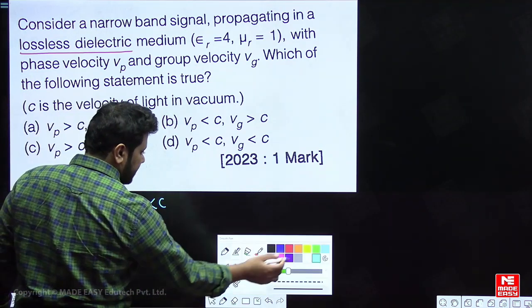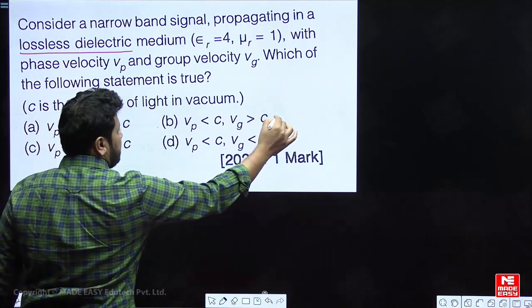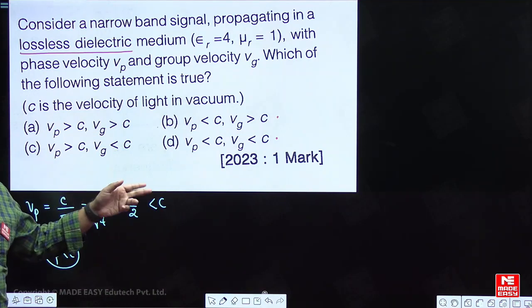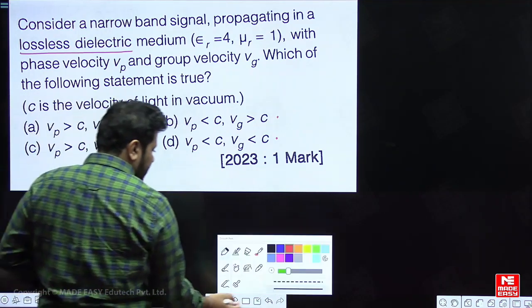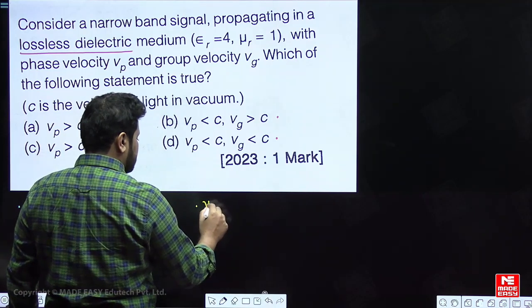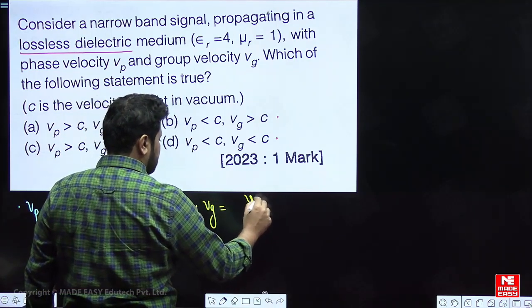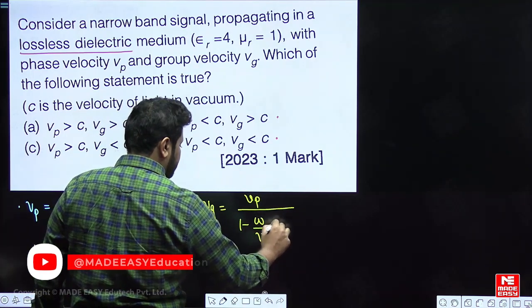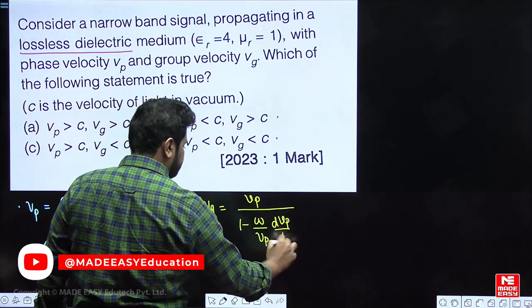So there are two options that are available, option B and option D, because in option A and option C it is greater than c. Okay. Now we have to find the group velocity. There is a relation between phase velocity and group velocity: Vg is equal to Vp divided by 1 minus omega upon Vp dVp upon d omega.